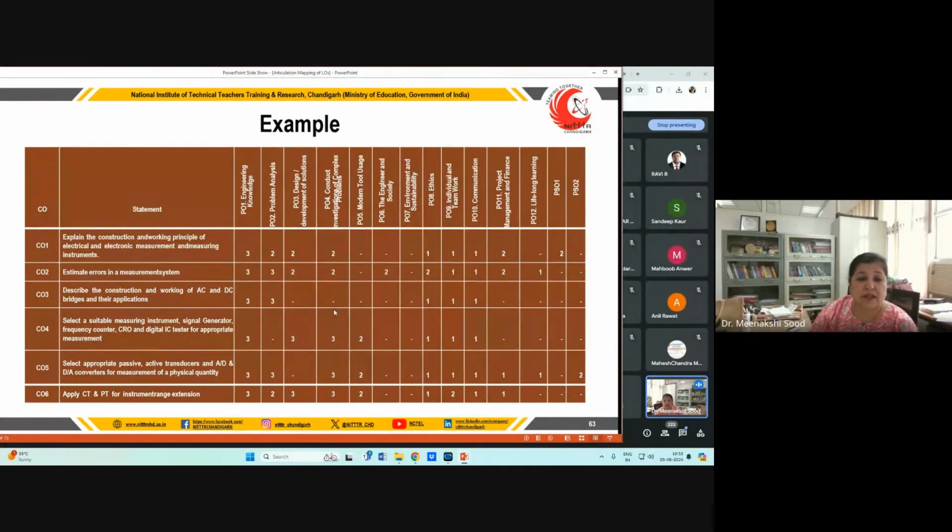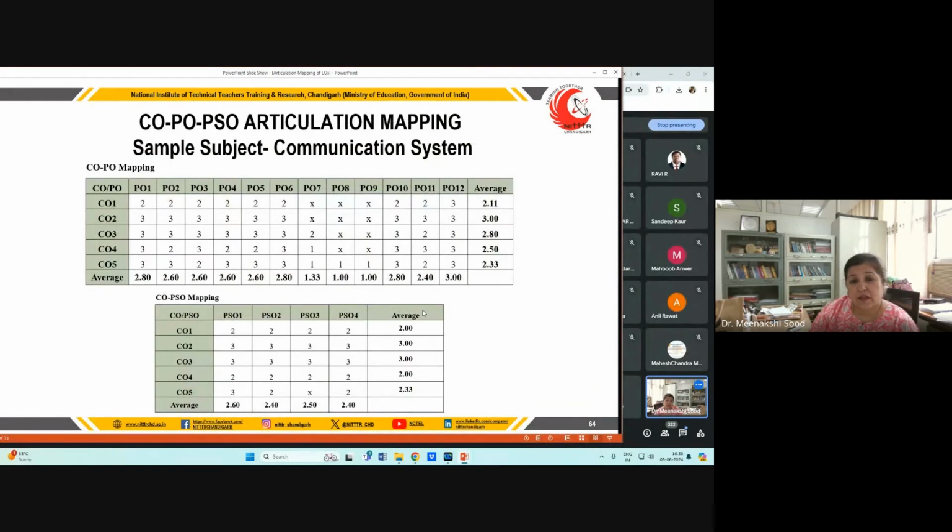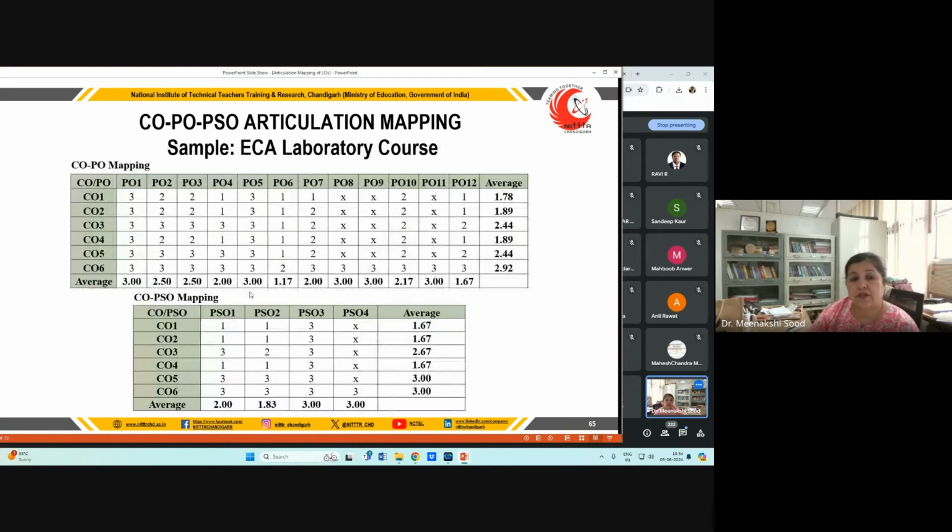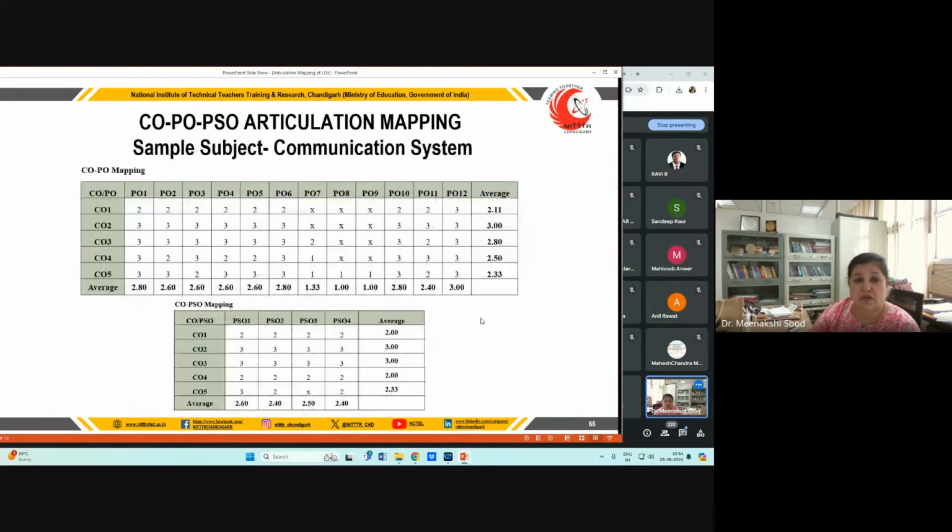And the 2 PSOs, and again the COs. This is part of the articulation. For further calculations, it is better to take out the average, because when we go for the attainment, this average is very helpful. So put down the average for the POs as well as for the PSOs. This matrix should be part of your course file in the very beginning, before you start your contents. CO-PO mapping and CO-PSO mapping, for theory as well as for the lab course. For both courses, it is mandatory.